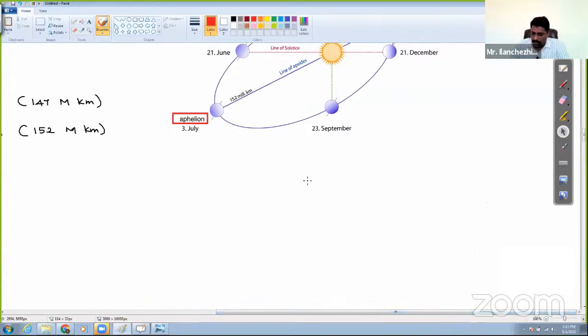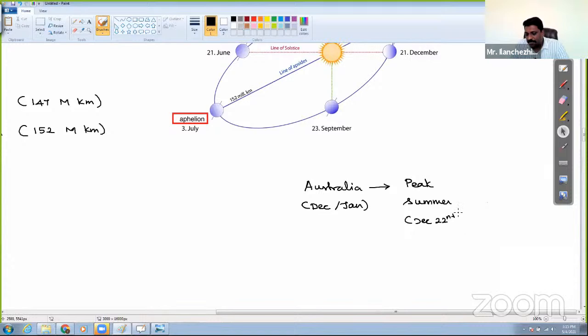So if you're there in Australia, particularly when I talk about January, my friend, during the month of December, January, right? What exactly Australia is going to experience? Two phenomena coexisting together. Number one, it is going to experience the peak summer, correct? The peak summer of Australia is somewhere around December 22nd, my friend. Okay. Along with this peak summer, Australia is also going to experience what?